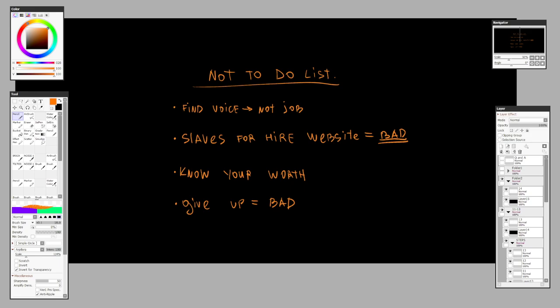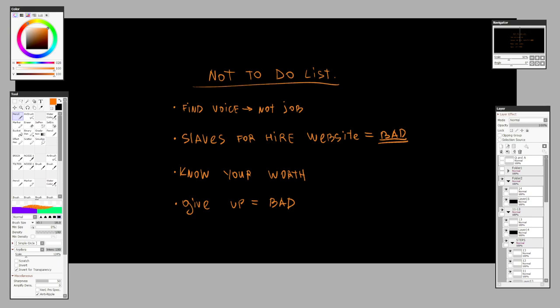But what I'm saying with this is, when you are undervaluing yourself and underpricing yourself, you're not screwing yourself over, you're screwing the other artists down the line, right? So don't underbid or undervalue yourself. By doing this, you're screwing the other artists down the line, right?